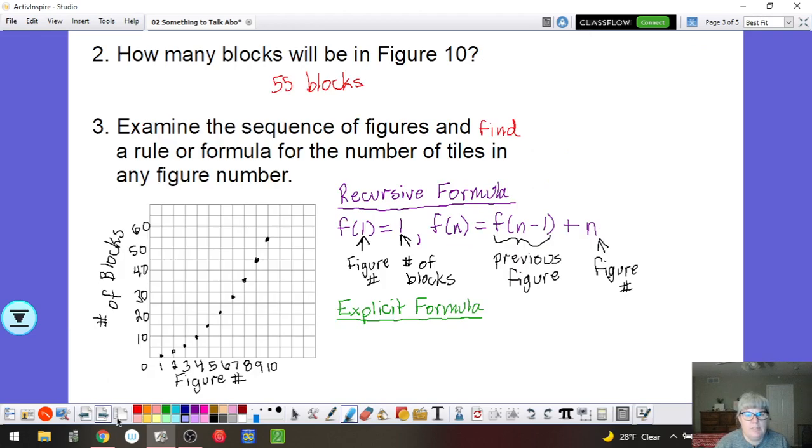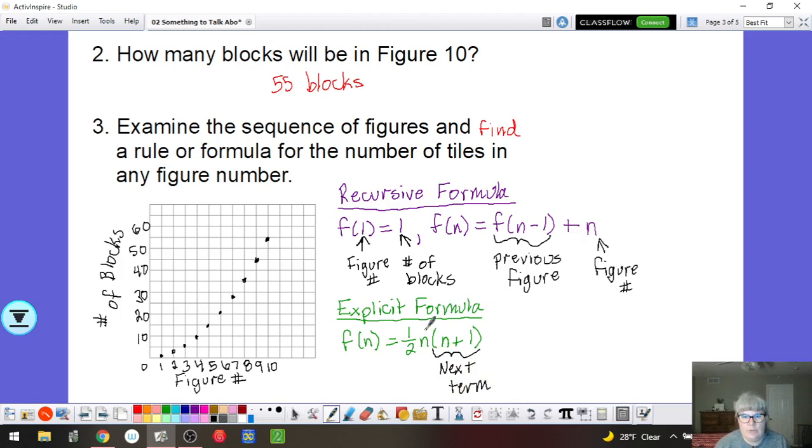So our explicit formula that we're going to have is going to be f of n, meaning we can find this for any figure number, is going to equal 1/2 of n times n plus 1. So the n is the figure number, the n plus 1 is the next number. Or next term, whatever you want to call it.